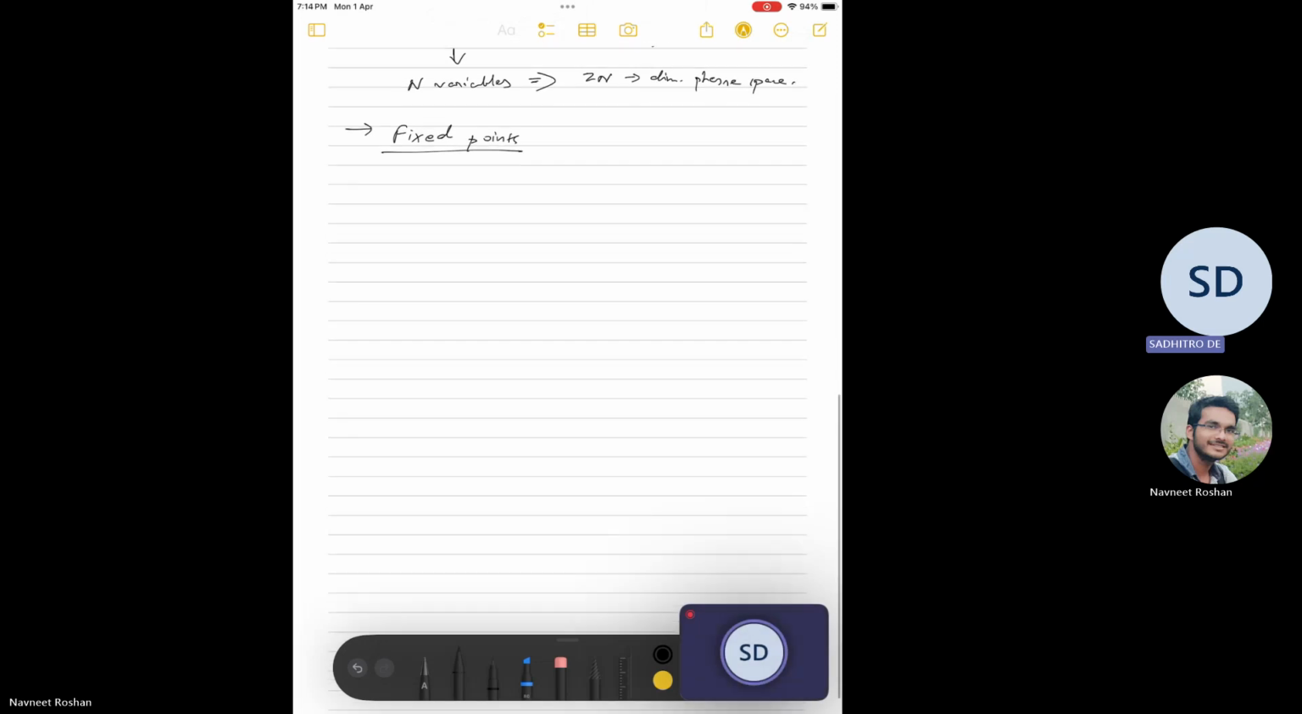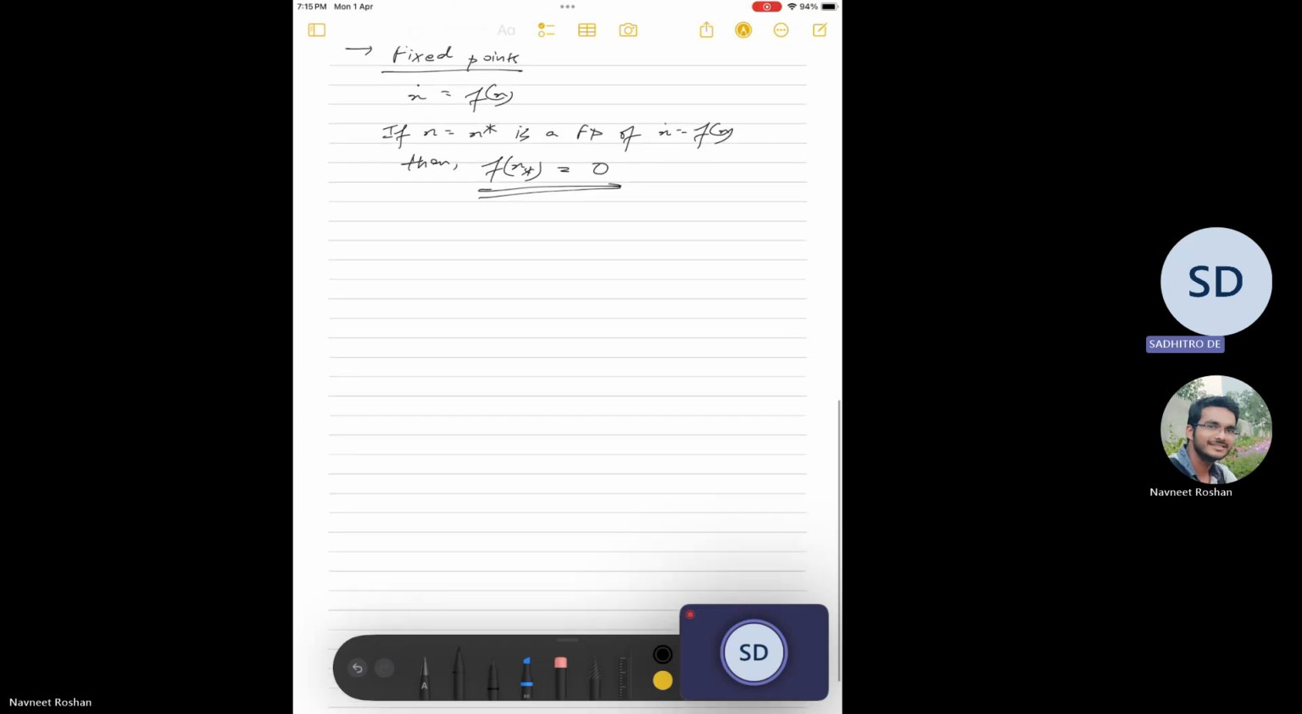Okay, so what are fixed points? Fixed points are basically the locations where the flow velocity is 0, right? So if x equal to x star is a fixed point of x dot equal to f of x, then f of x star is equal to 0. So this is the equation which helps us to find out the fixed points of a system.